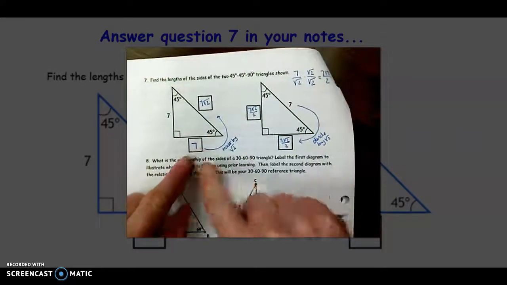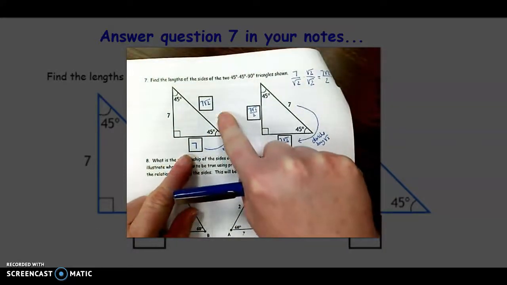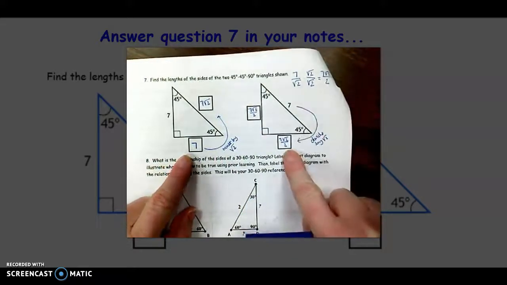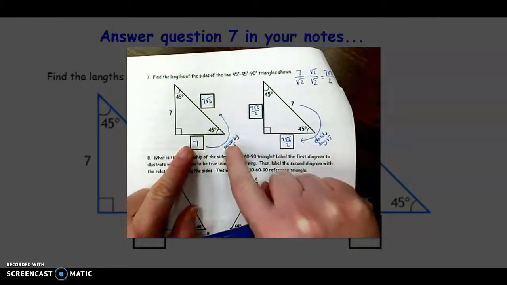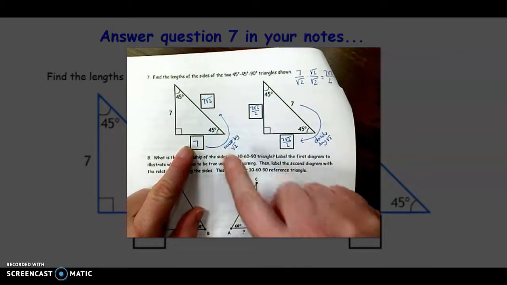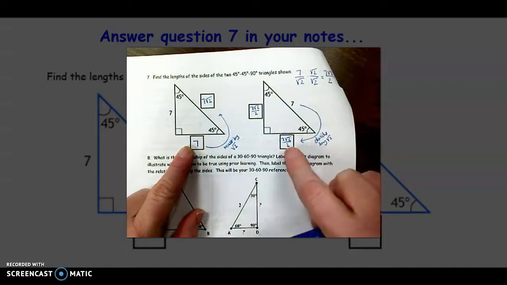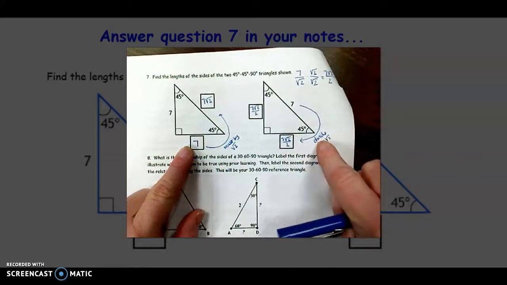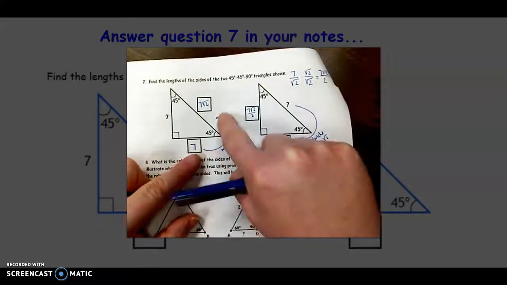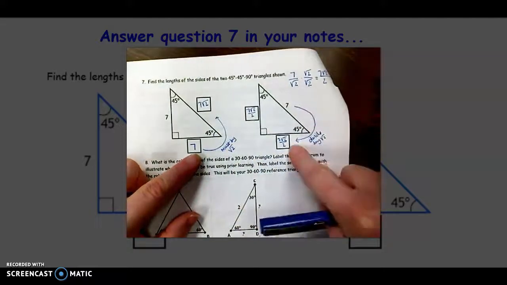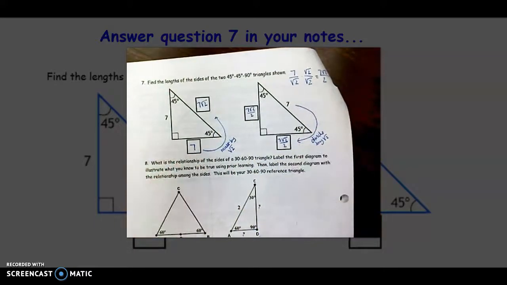And then we have to know whether we're multiplying by the square root of 2 or dividing by the square root of 2. Anytime you're going from a smaller side to a larger side, you're going to be multiplying. And anytime you go from a larger side to a smaller side, you're going to be dividing. And we know the hypotenuse is the longest side of a right triangle. So that'll help us remember if we're getting bigger to multiply, if we're getting smaller to divide. Now we'll look at our second special right triangle, the 30-60-90, in the next video.